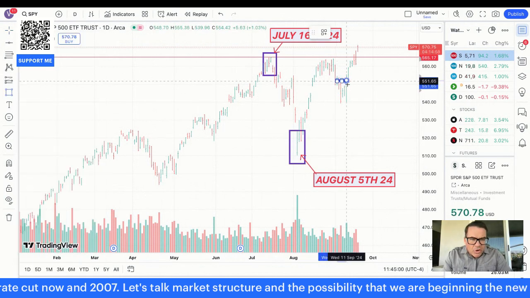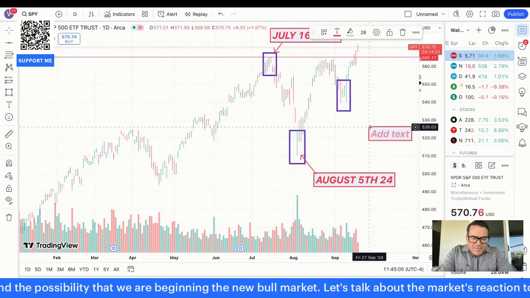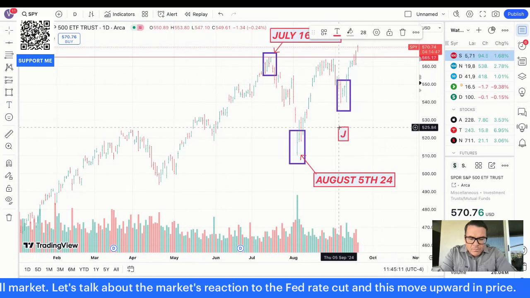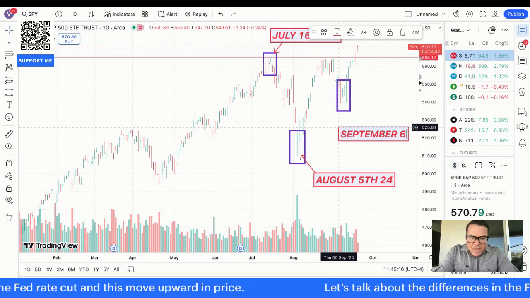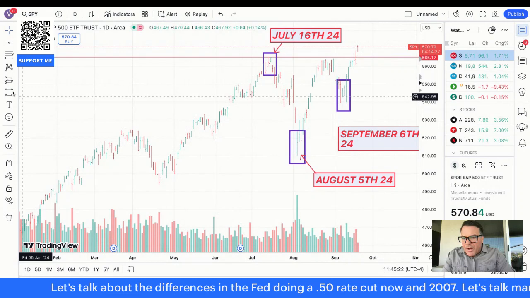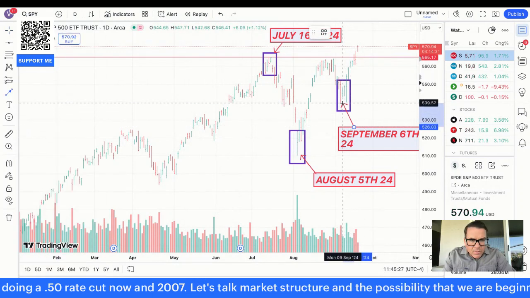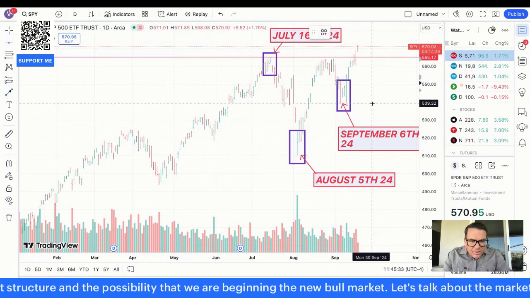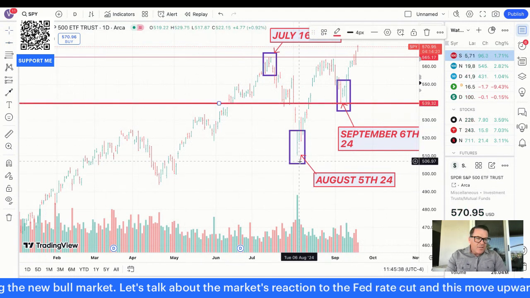Let's go back. These dates should all be ringing a bell, right? September 6th. So here we are at September 6th. Now, does anybody see the glaring difference here in their price levels? Look at the price level here. Look where it is. It's definitely nowhere near as low as the NASDAQ was.